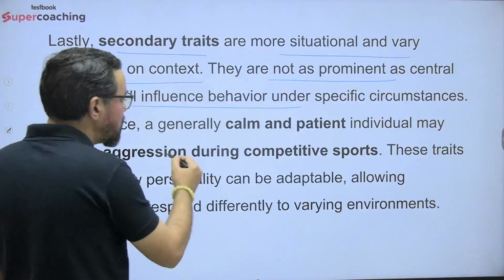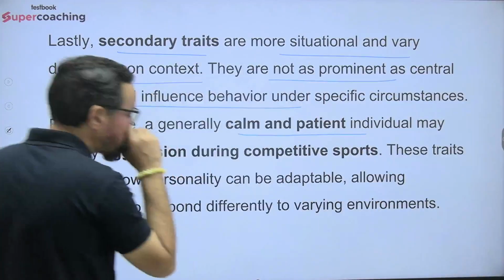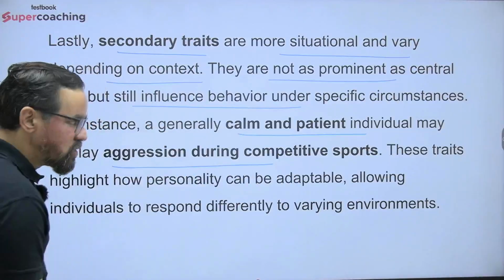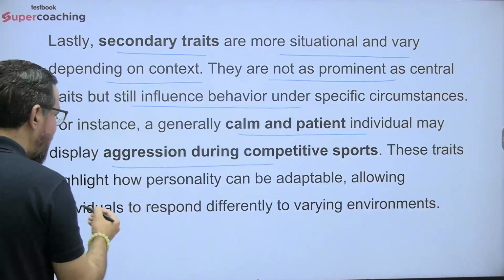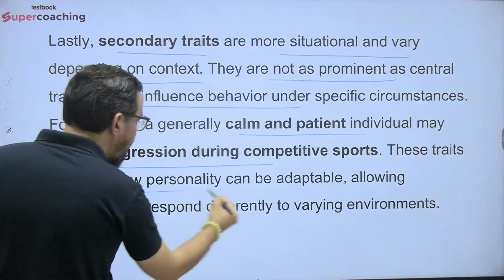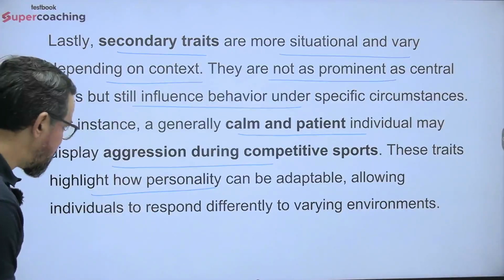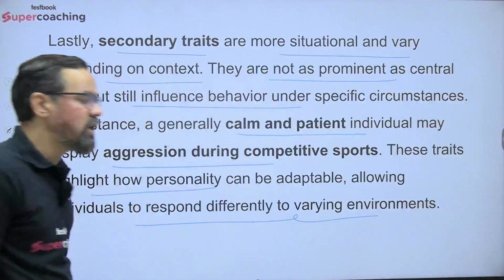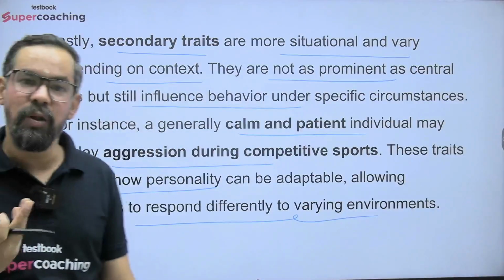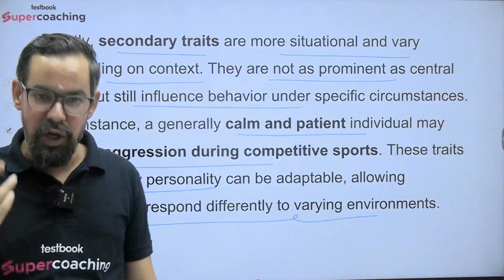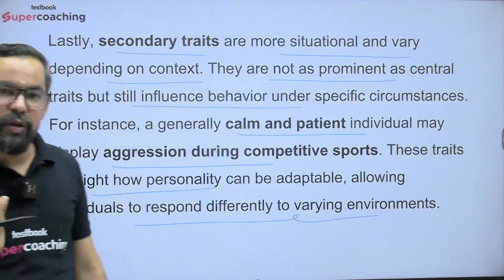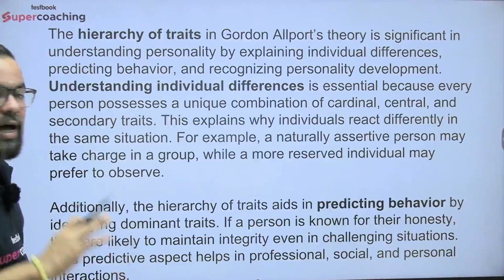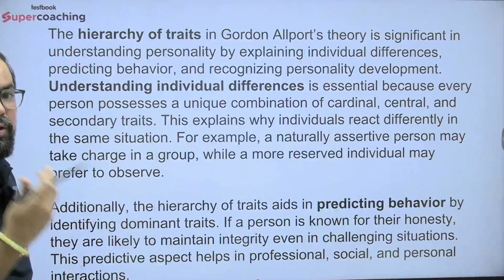Okay, a generally calm and patient individual may display aggression during competitive sports. These traits highlight how a personality can be adaptable, allowing individuals to respond differently to varying environments. Okay, as I gave you an example of Rahul Dravid, you can have these kinds of examples, and if you give those kinds of examples, they'll also support your answers. Okay, so now how is this hierarchy of traits going to help to understand personality?